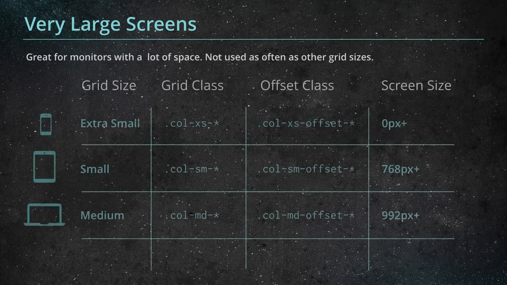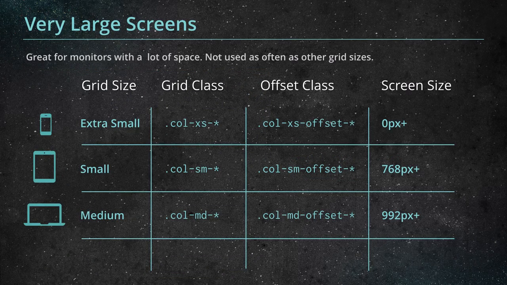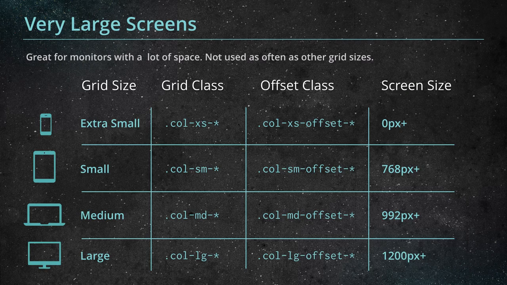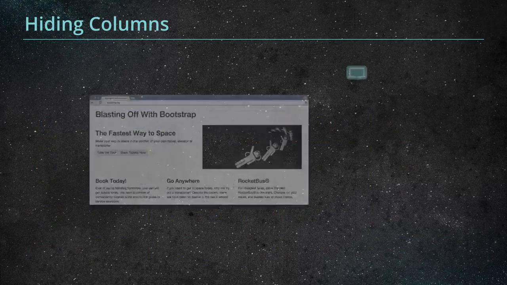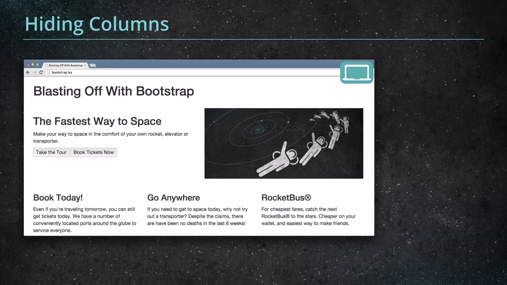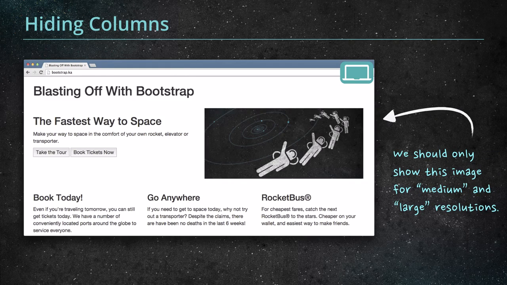The grid sizes we've worked with so far will work for almost every situation you'll encounter. But if you want to design for a very, very large screen, like a great big monitor, you might want to use the large grid size, which will work for screen sizes of 1200 pixels and above. There's only a few other changes we want to make in this section. The first of which is that we only want this image to show for medium and large resolutions. So what can we do to make that happen?